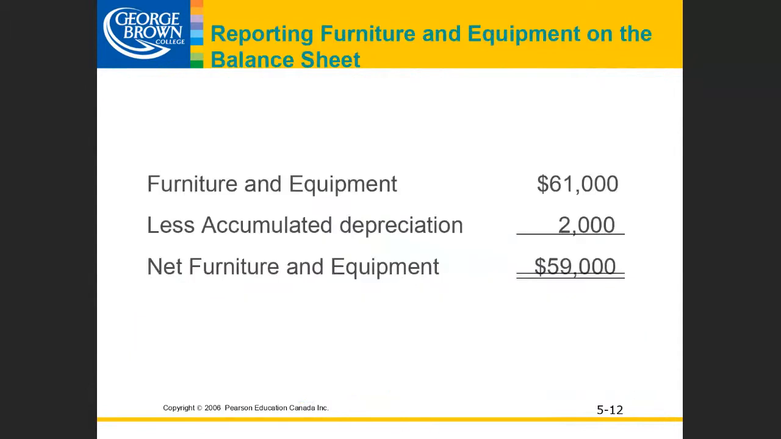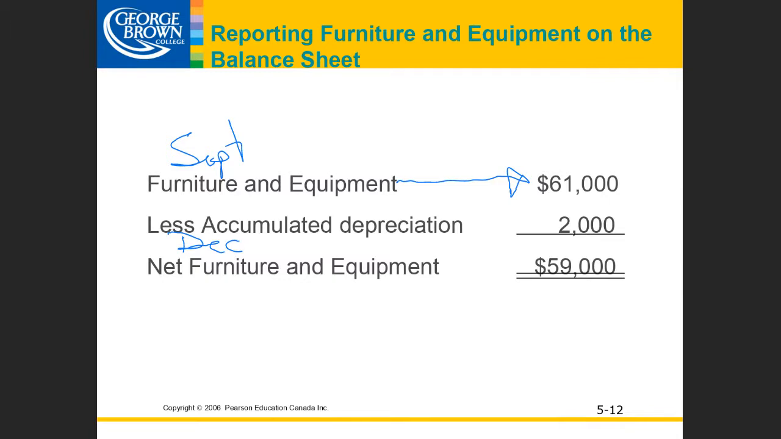I believe on the next slide, yeah. And then this is how your accumulated depreciation would show up on your balance sheet. You recall in September, we purchased $61,000 worth of furniture and equipment. So on your balance sheet, you'll show the historical cost. And then on December 31st, we calculated our depreciation for the 4 months, and we got $2,000. And that increased our accumulated depreciation account by $2,000.